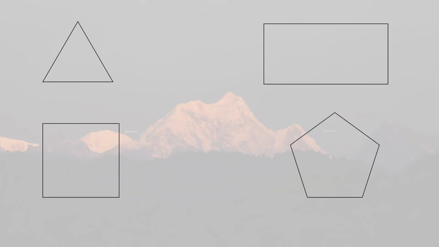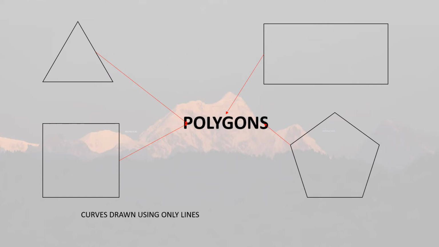Let us have a look at these figures. They have many sides. There are 3 sides, 4 sides and 5 sides. We call them generally polygons. So when we draw curves only using lines, then we call them polygons. And poly means many, gon means side. So polygons are many-sided figures.